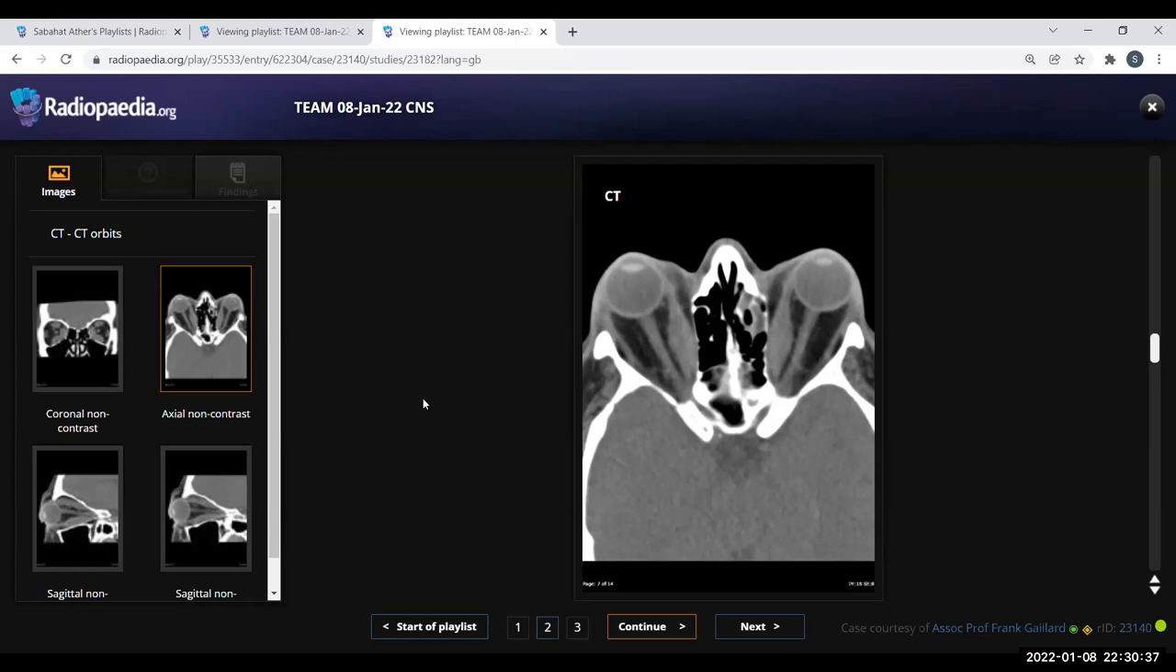What will be your next step? Because it is thyroid ophthalmopathy, I can go to the thyroid ultrasound or thyroid images, if possible. Okay, we'll come back here later. Next case.